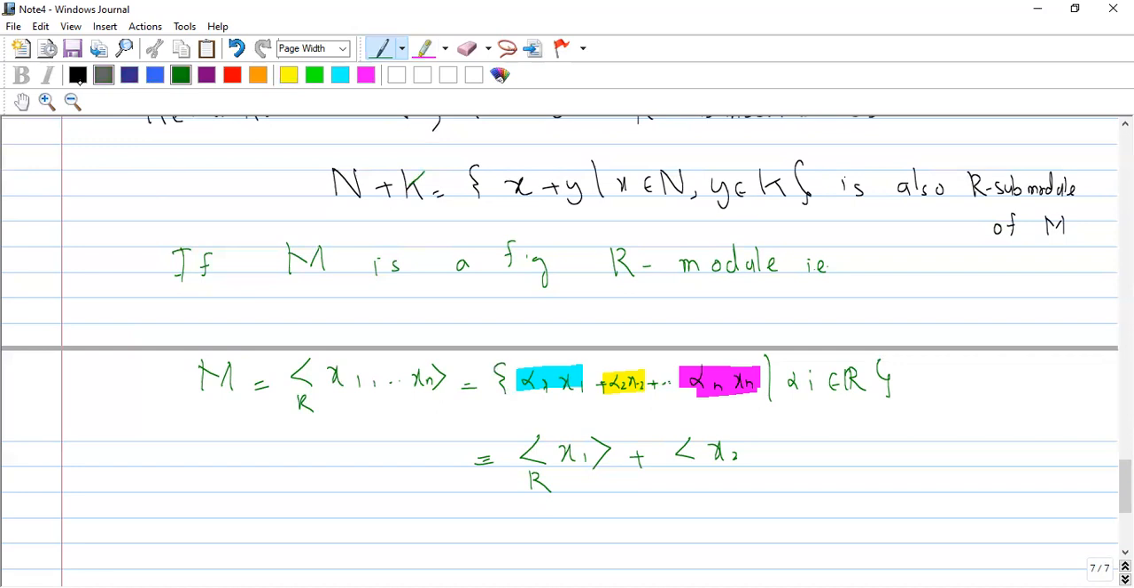So class, what is the point, that we can write this thing in this way, that ये वाला जो पार्ट किससे बिलोंग कर जाएगा, cyclic module generated by x1, ये वाला पार्ट किससे बिलोंग कर जाएगा, cyclic module generated by x2, and up to so on ये वाला पार्ट किससे बिलोंग कर जाएगा, cyclic module generated by xn. It means that I can write this R-module as a sum of these cyclic R-modules.